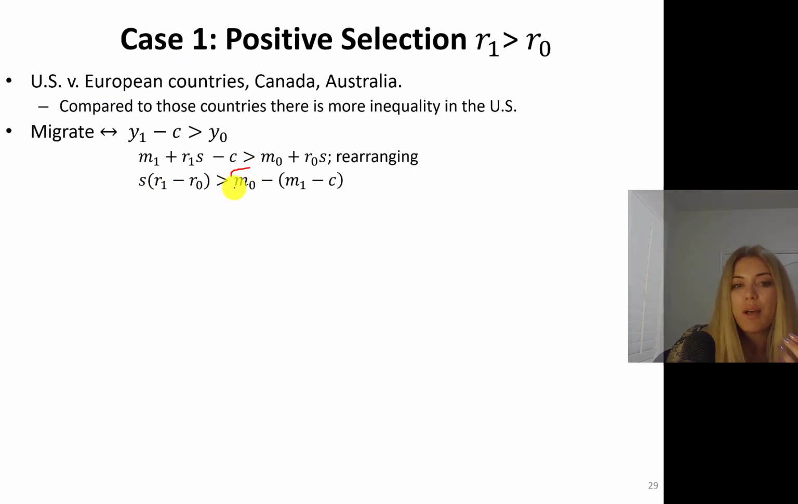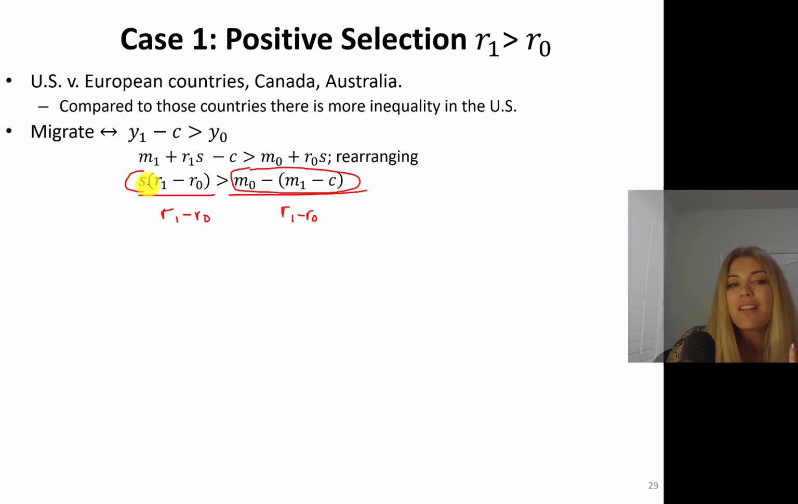So we know that this is positive, that assumption still stays. And we're going to divide everything by R1 minus R0. I want to leave S by itself, that's what I'm trying to do. If I divide both sides by R1 minus R0, at the same time this sign can flip. If you're dividing an inequality by a negative term, the sign will flip. If you're dividing by a positive term, it doesn't flip.